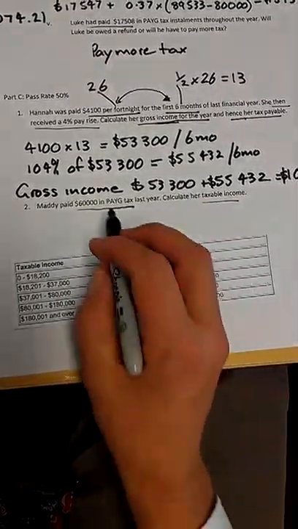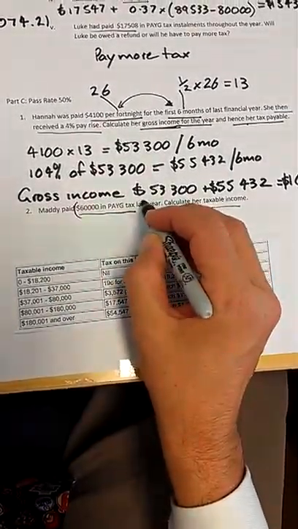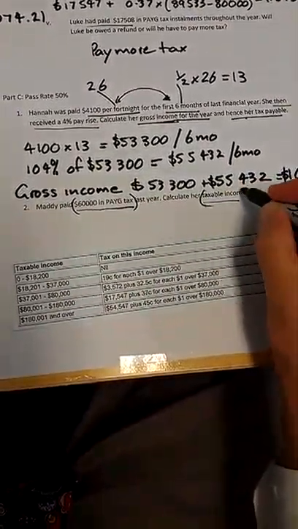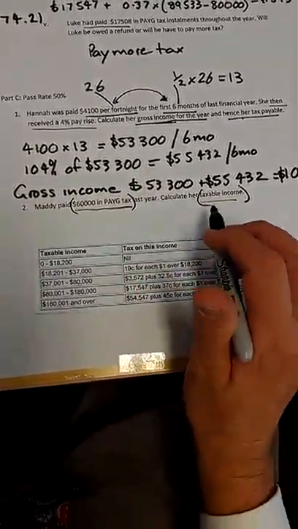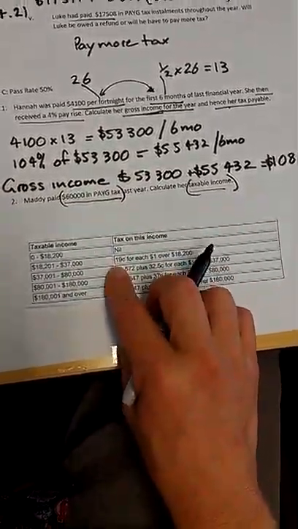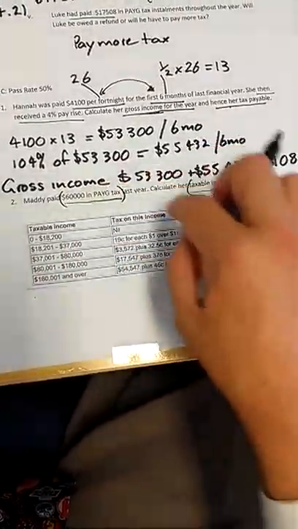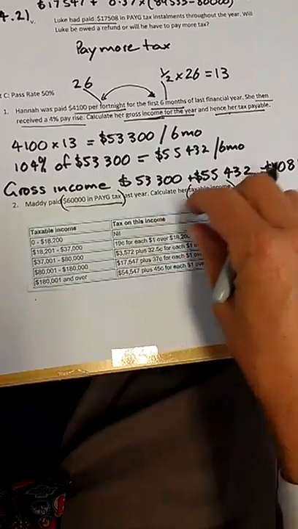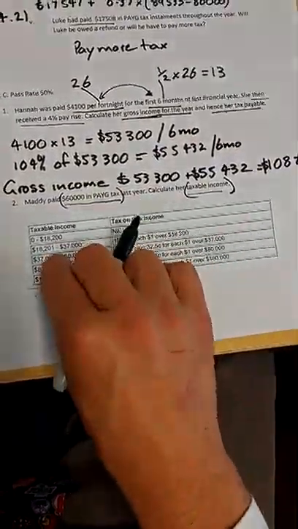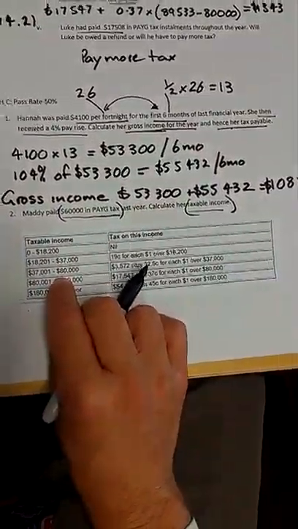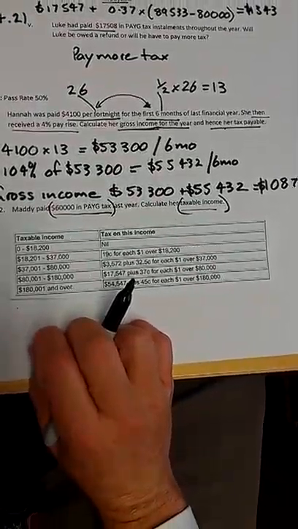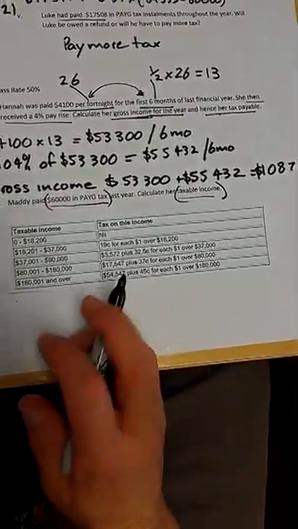So again, reading in chunks, 60,000 in pay-as-you-go tax, calculate her taxable income, making the connections, it must relate to the tax table. How do these fit into the tax table? This is the information I've given on this side. This is what I want from over this side. It means I'm going to have to do a bit of working backwards. Bit of problem solving, bit of thinking.